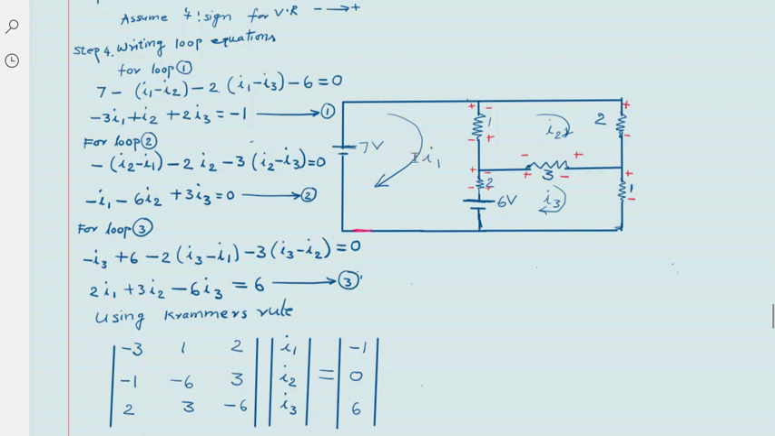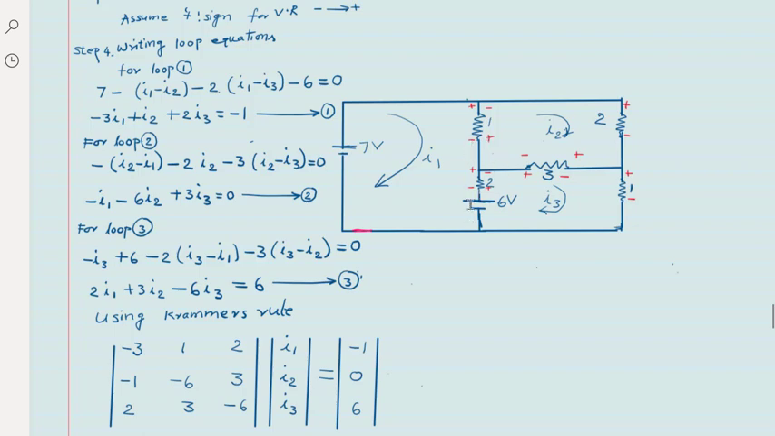Because we want to write the loop equation for loop 1, first of all, for all the loops we have to find the polarity across each element. Polarity means voltage across the element. Let us say first we take the 1 ohm element. Here current I1 is entering the 1 ohm, then leaving. We call the entering terminal positive, and the leaving terminal negative.